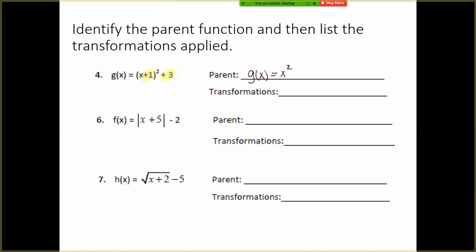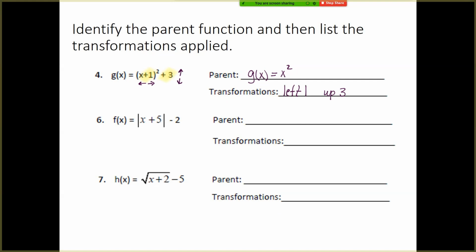One of them is going to move you up or down, the other one's going to move you left or right. So the one that's inside our parentheses is going to move left or right. This one's going to move you up or down. So remember, the number that's inside your parentheses does the opposite of the sign. So +1 is actually going to move you to the left one. The +3 is going to do exactly what you think it should do. If it's positive, it's going to move you up. In this case, 3. So the transformations: left 1, up 3.